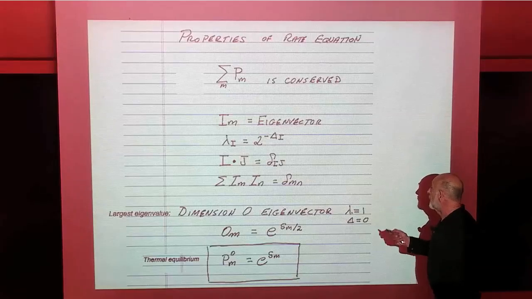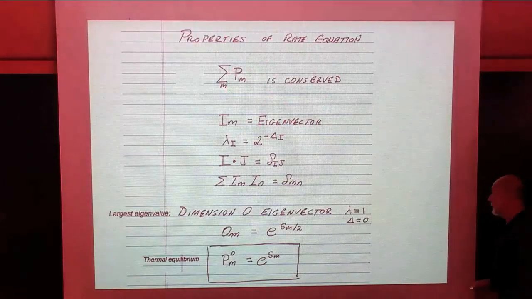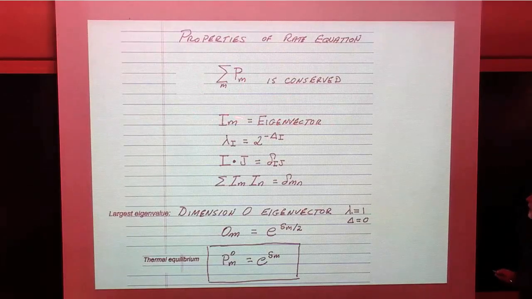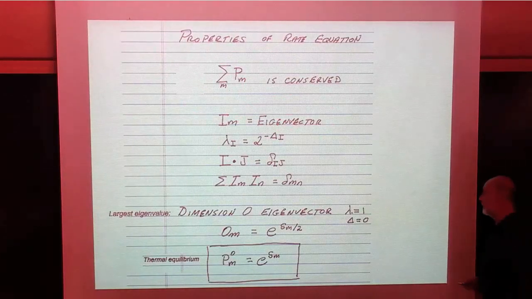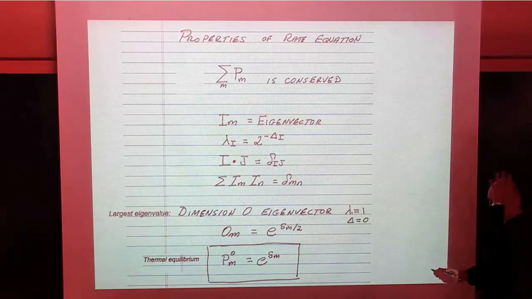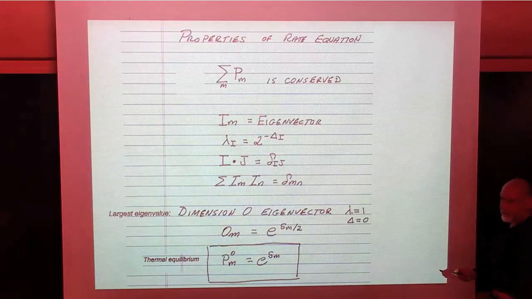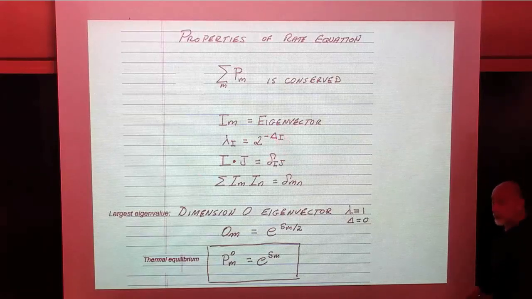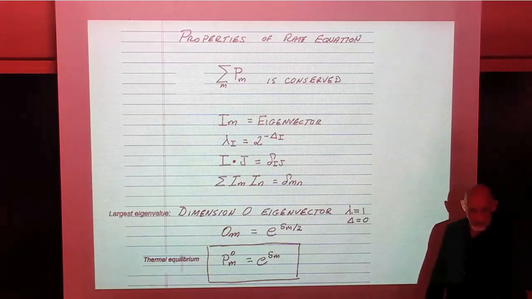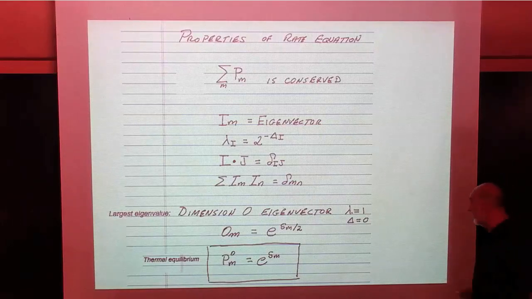As Gary said, the p's are conserved. This is some property of the sum of the p's being conserved. The I's are the eigenvectors of the S matrix. The eigenvalues I will call e to the minus delta_I, and I will call the delta_I's scaling dimensions. They will appear as scaling dimensions in the sense of conformal field theory soon enough.